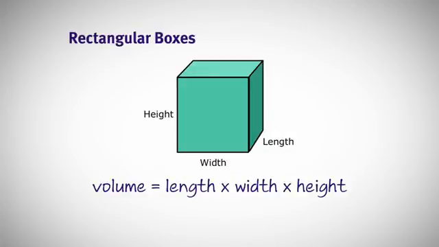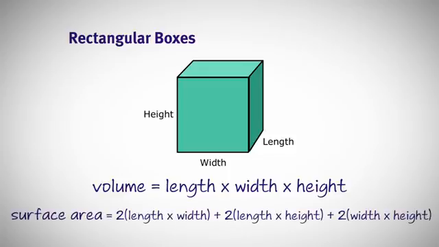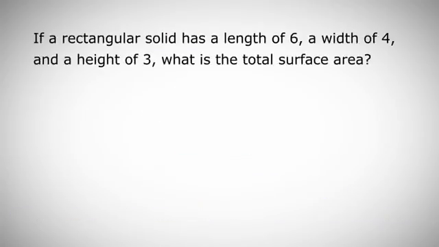First, rectangular boxes. A rectangular box is a solid with 6 rectangular faces. All of its angles are right angles. The volume of a rectangular box is equal to its length times width times height. The surface area is the sum of the areas of each of the 6 sides. Since each side will have the same area as the one opposite it, we can find the surface area of each of the 3 visible sides, double them to account for the sides we can't see, and then add them. Let's try it with a problem.